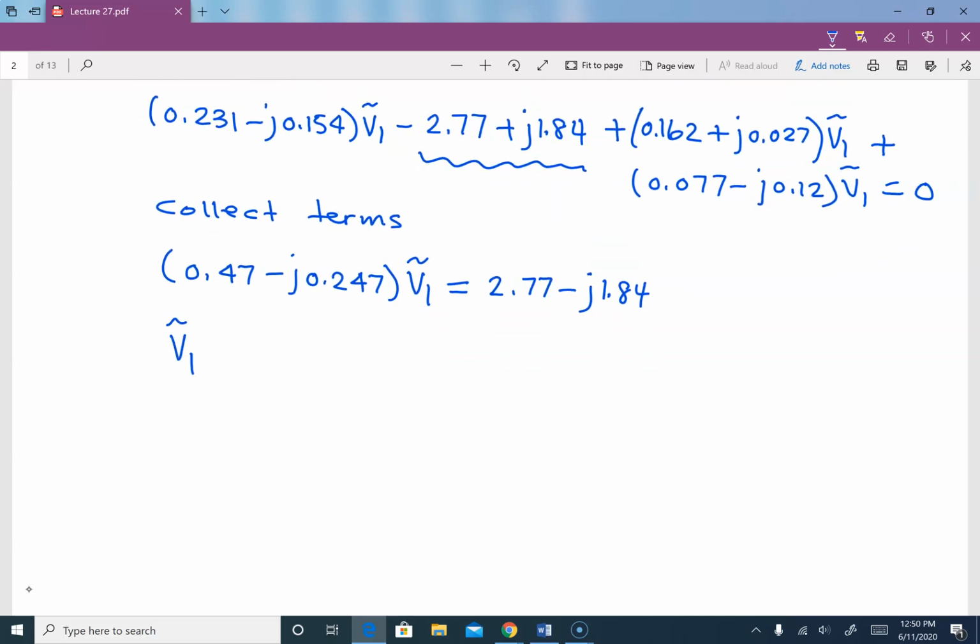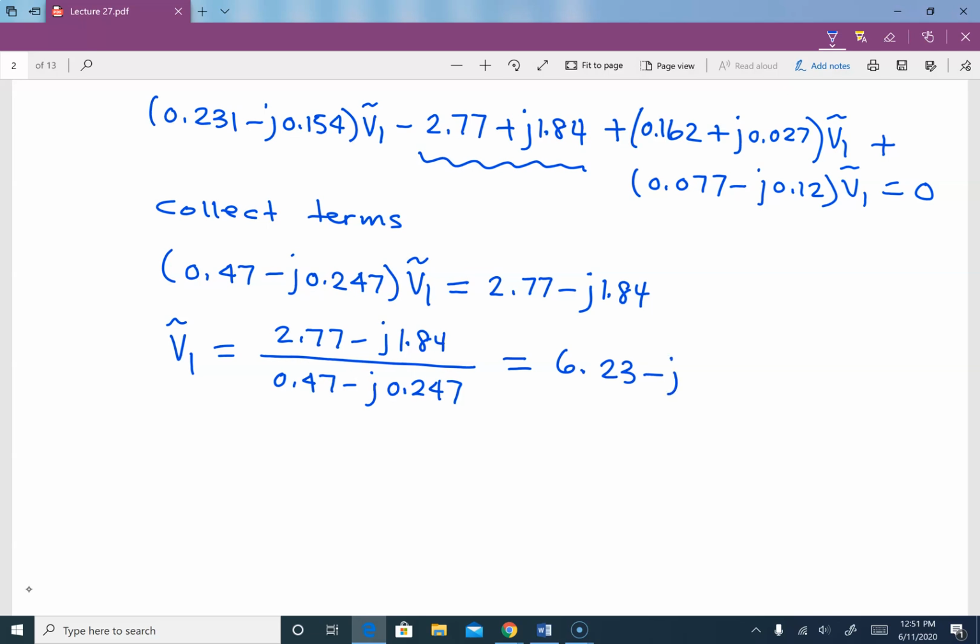So our V1 is equal to 2.77 minus J1.84 divided by 0.47 minus J0.247. And in this case, that is equal to 6.23 minus J0.64 volts. However, if you look at this, that is in rectangular form.